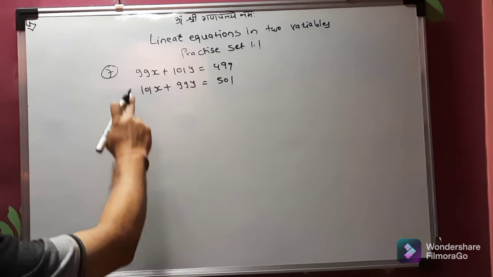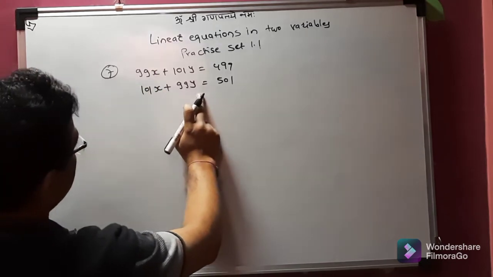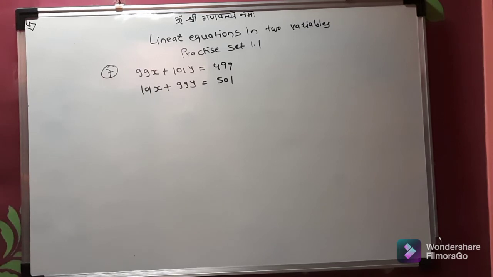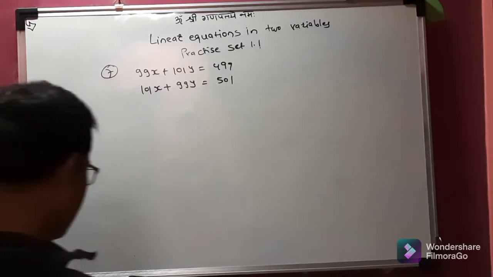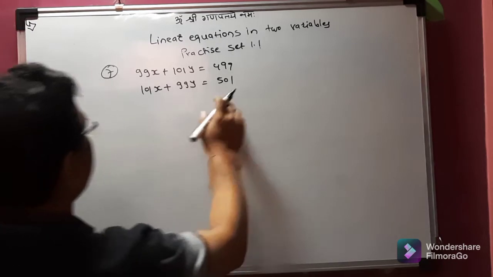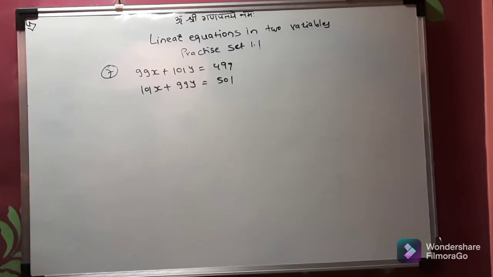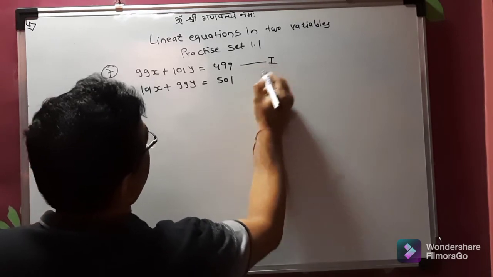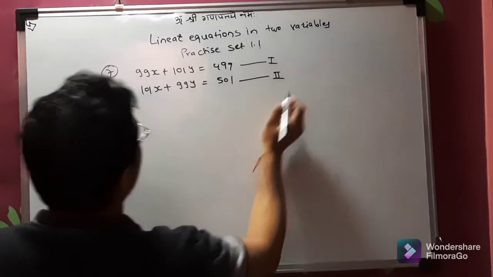Here 99x is there, here 99y is there. 101y, here 101x. When you find such a problem, at that time what will you do? We will first of all do addition. You have to do first of all addition. This is equation number 1 and this is equation number 2.